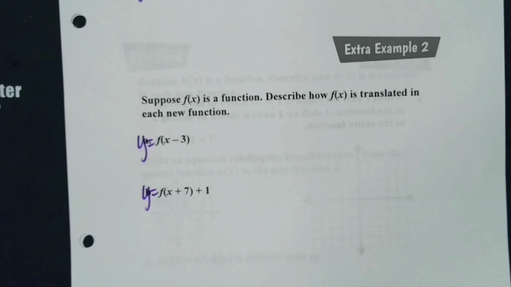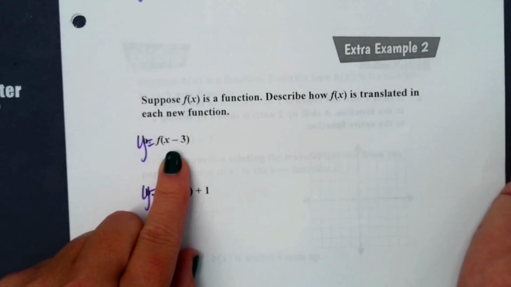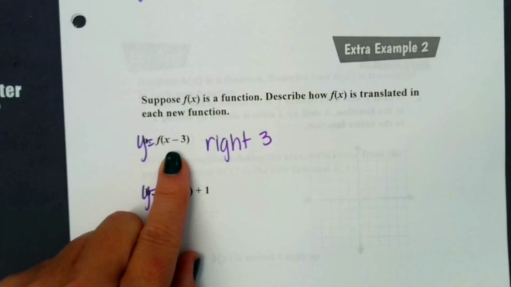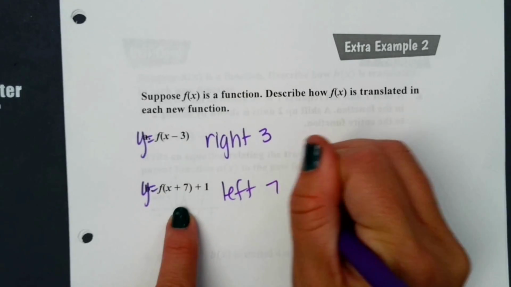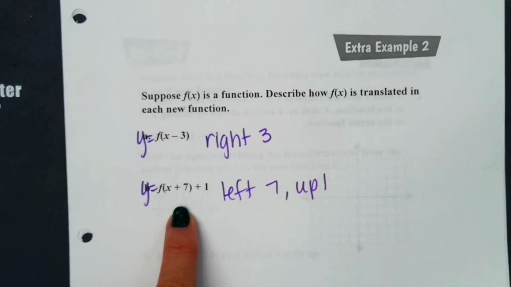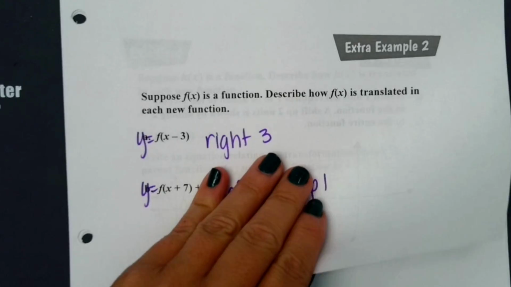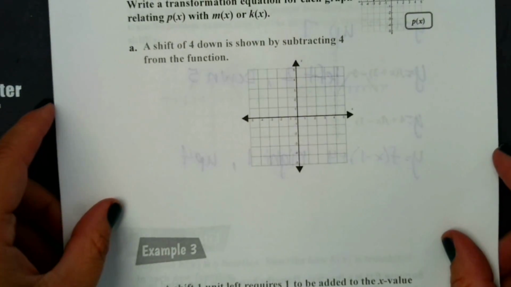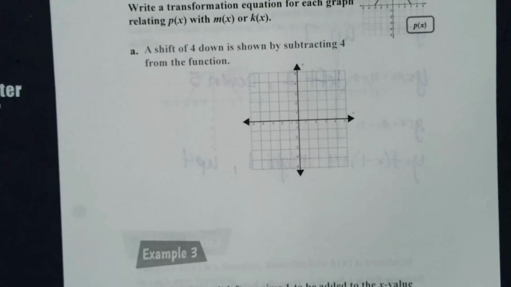All right. This first one, what are we doing? Right 3. Did we go up or down any? No. What are we doing here? Left 7, up 1. Are we understanding how this is working? Yes. Okay. Now we're going to try to put it all together.